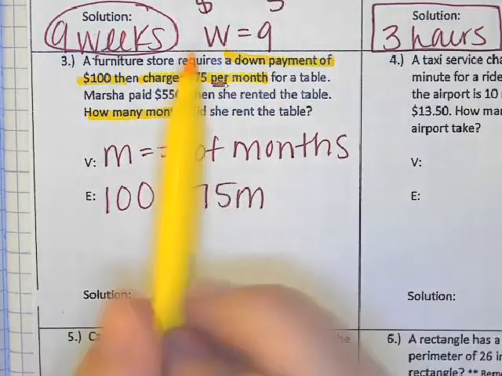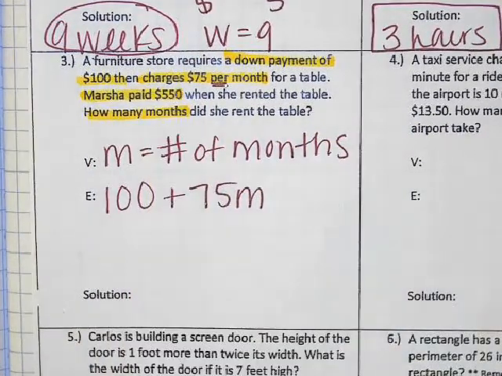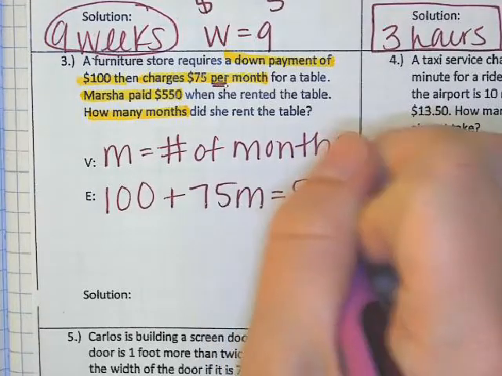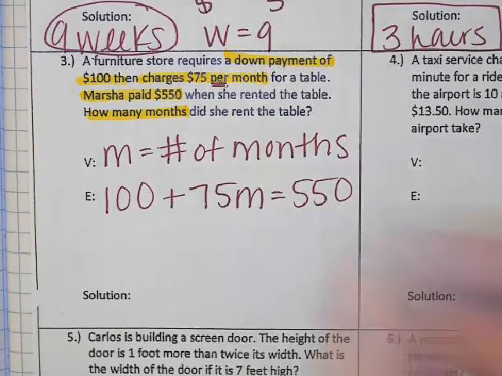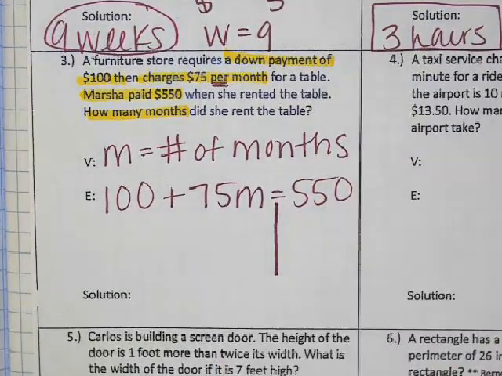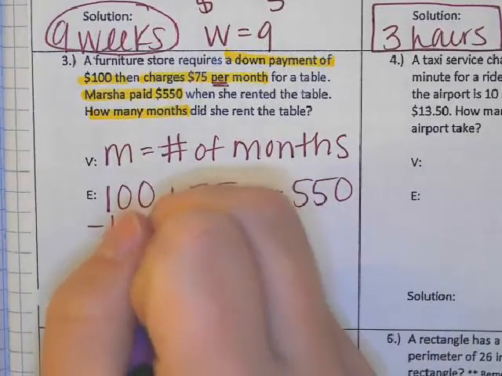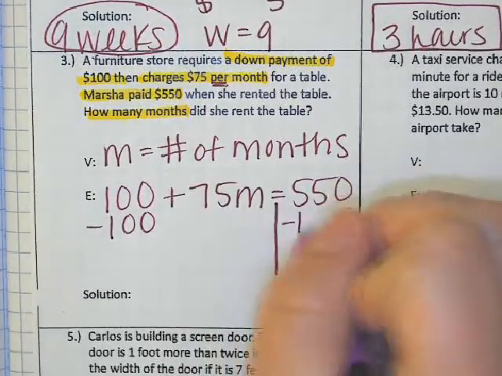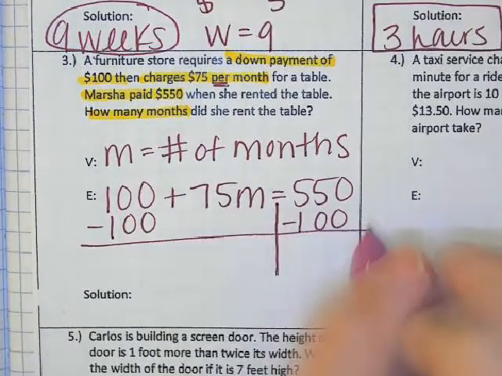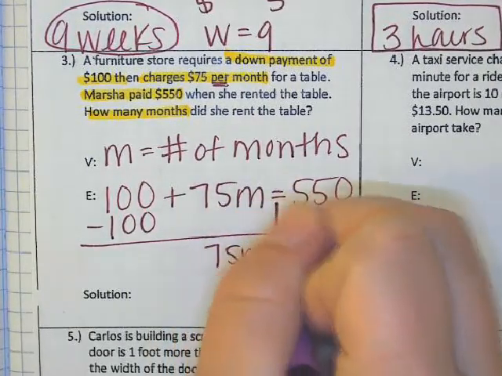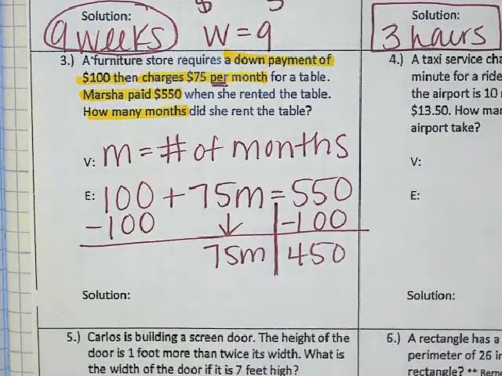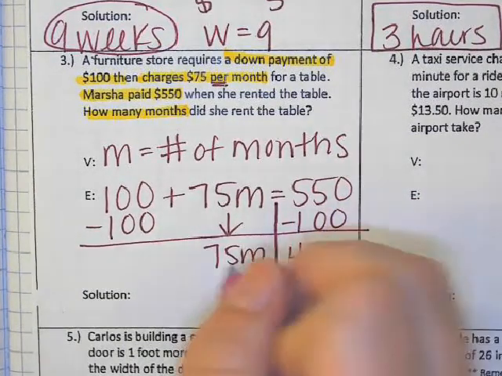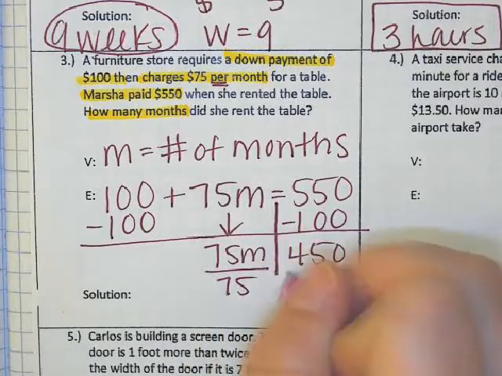The total Marcia paid was $550. So I'm going to say equal to $550. Now that I've set up my equation, I need to make sure I'm looking for the solution. I'm going to draw a line underneath my equal sign. I'm going to start by subtracting 100 from the left, subtract 100 from the right. Now I'm left with 75M equals 450. I still want to get M by itself, so I need to divide each side by 75.